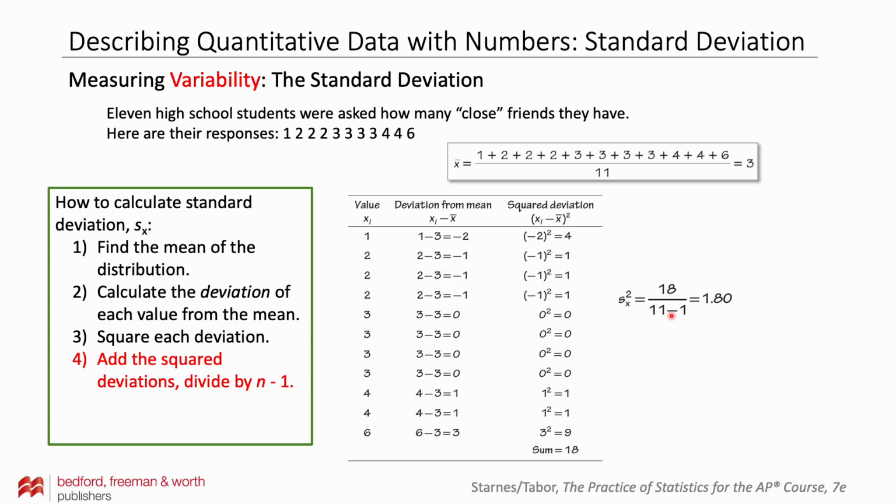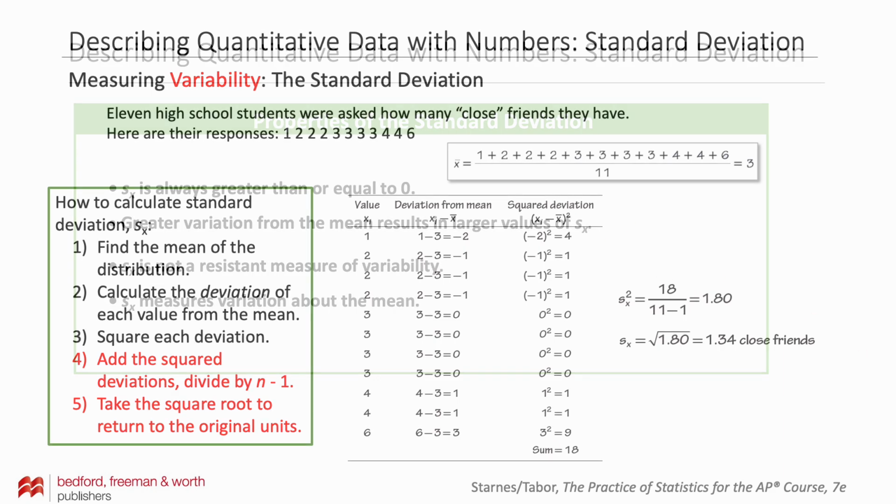Once we have that, we're going to divide by 11 minus 1, because there are 11 students, and we get 1.8. And that's going to be our variance. And then to find our standard deviation, we're just going to take the square root of that, and it's 1.34. So if you notice, this is the variance, while when we take the square root of the variance, we get the standard deviation. And we make sure that we write it in the correct units, which here is close friends.